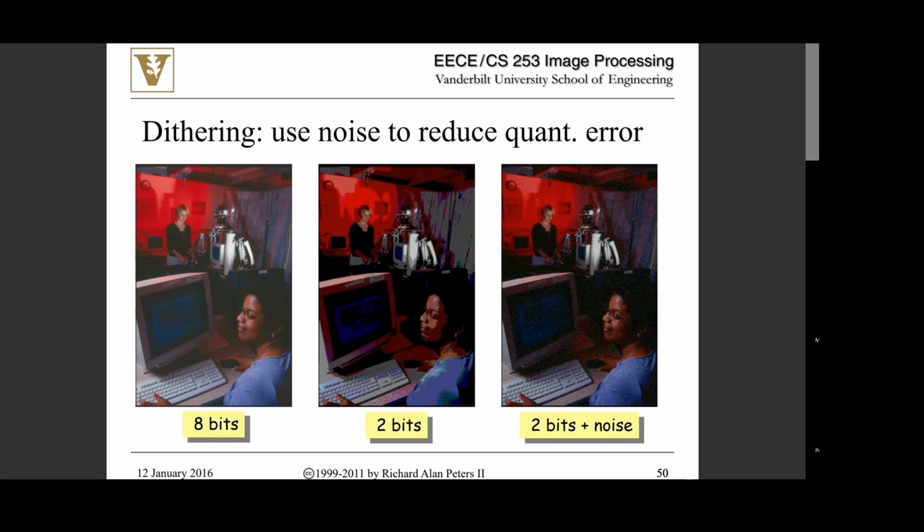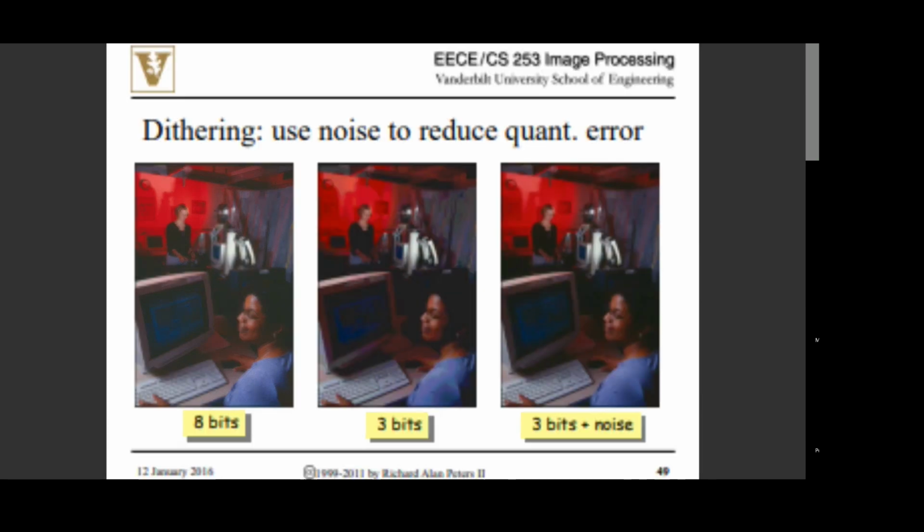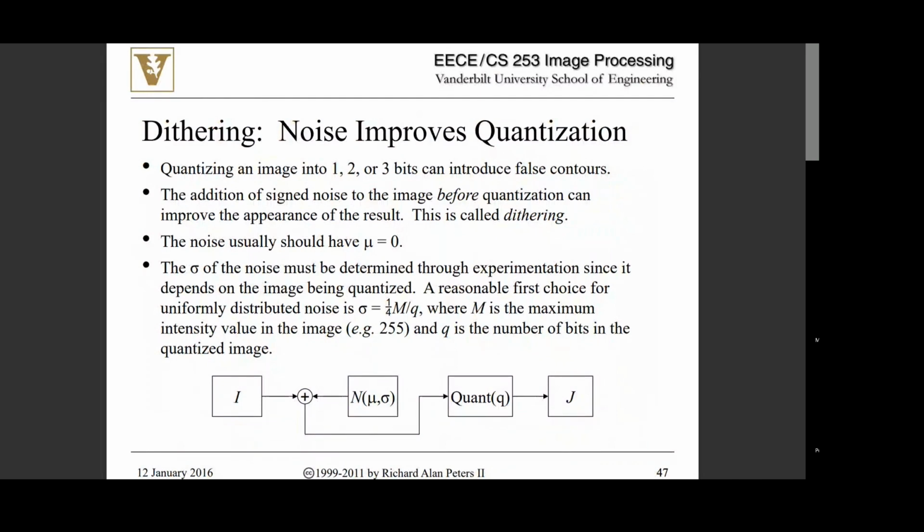What about this one? 2 bits plus noise. Look, it looks much more natural. So adding noise is not always bad. Natural images have noise. And how much noise? Okay, it's here.